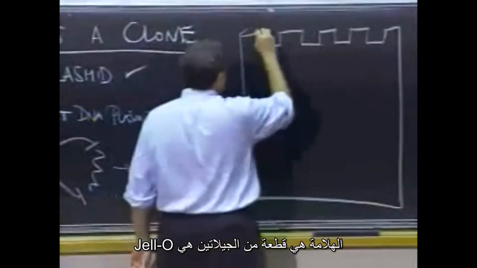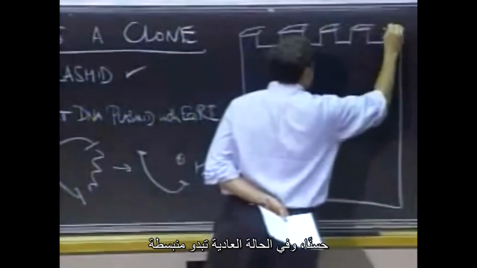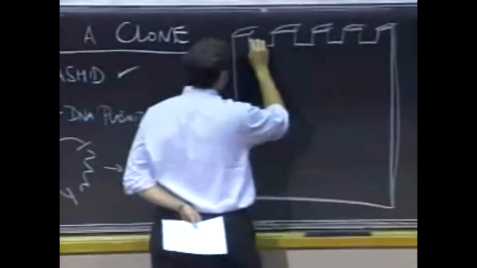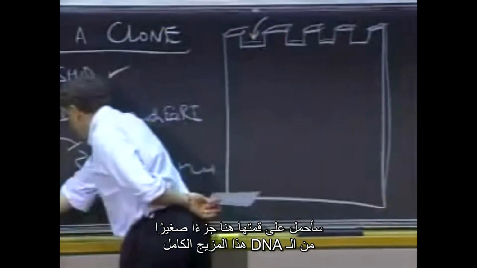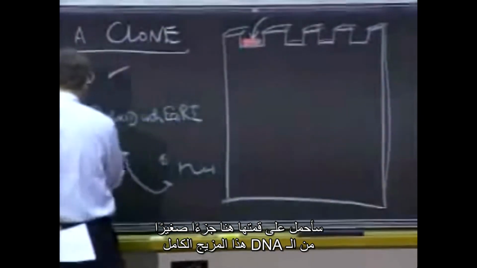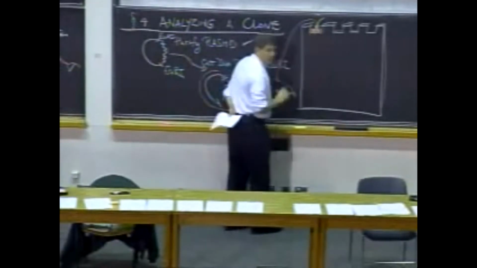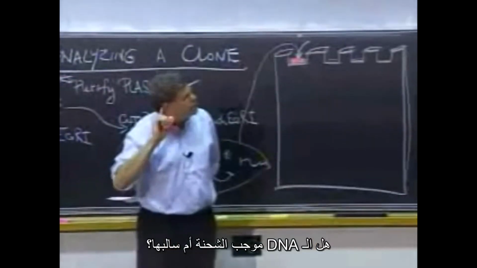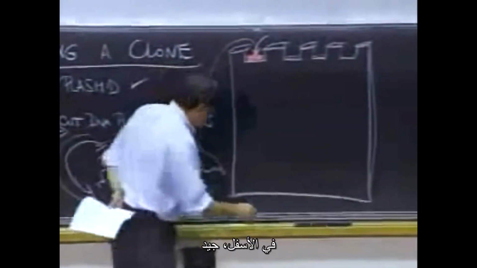A gel is a slab of gelatin, Jell-O. Normally it's laid flat, but I'm going to do it vertically here. I load into the top of it a little bit of my DNA, this whole mixture. I take the plasmid, I cut it, I put it in here. DNA is positive charge or negative charge? Negative. So where should I put the positive pole? On the bottom, well done.